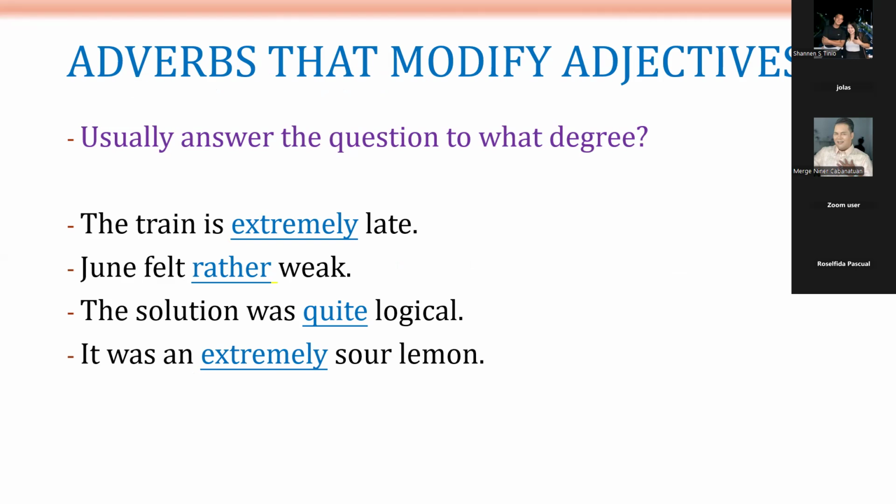So these are adverbs that answer the question to what degree. Okay, let's read the sentences. The train is extremely late. How late is the train? Extremely late. June felt rather weak. The word rather is a word that you could use to emphasize how weak. The solution was quite logical. It was an extremely sour lemon. Okay.